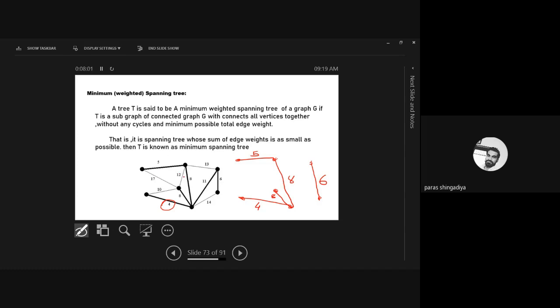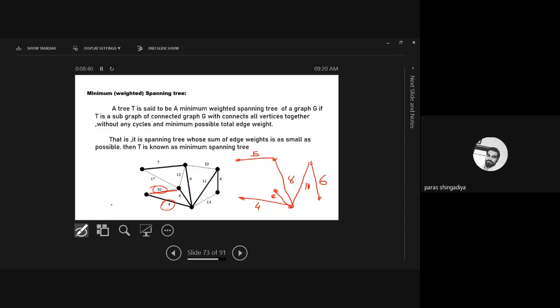And then after 8, the next weight is 10, 10 is the next minimum. If you consider 10 here between these two vertices, it will create a cycle between these 3 vertices. It creates a closed walk between these 3 vertices. So we cannot consider this edge in my graph. If I connect it here, it creates a closed walk. Therefore we cannot include this edge in this graph. After 10, that is 11. So consider this 11 here, between these two vertices. Clear?